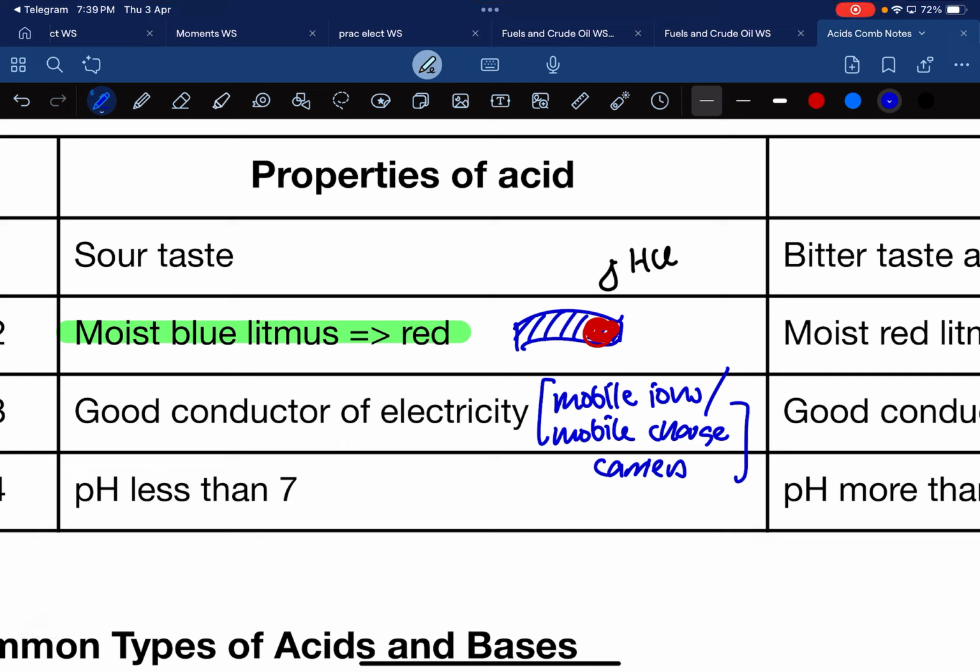Do you all know what pH is? Got here before? In lower secondary? Jaren, got here before? I think so.